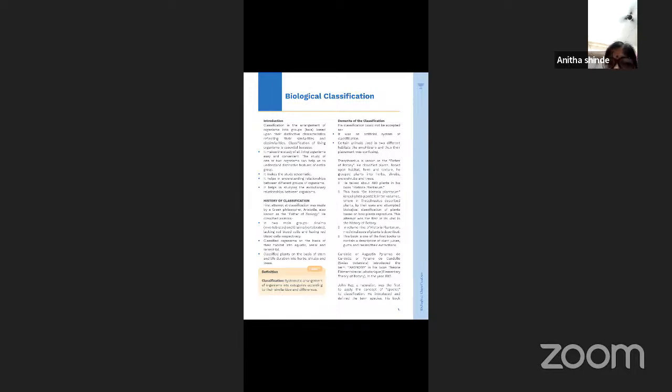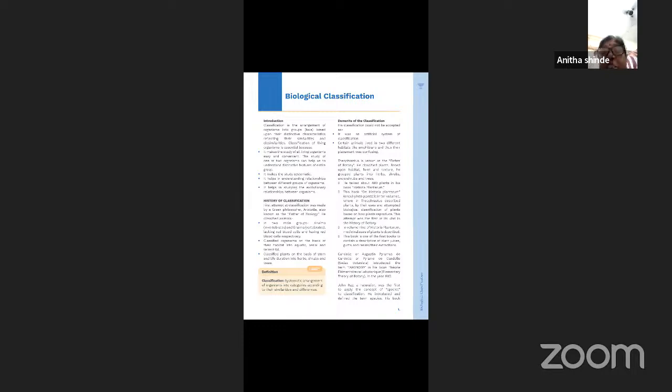Now before we start, in your syllabus, in the first block, you have the units on biological classification, taxonomy, as well as systematics. Before going to that, you should first have a broad idea about what you mean by classification, what you mean by taxonomy, and what you mean by systematics. Now here, what is classification?